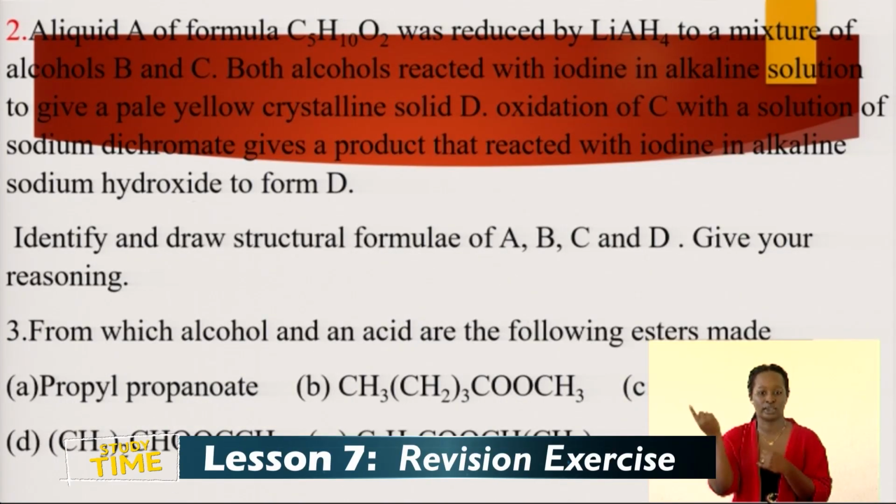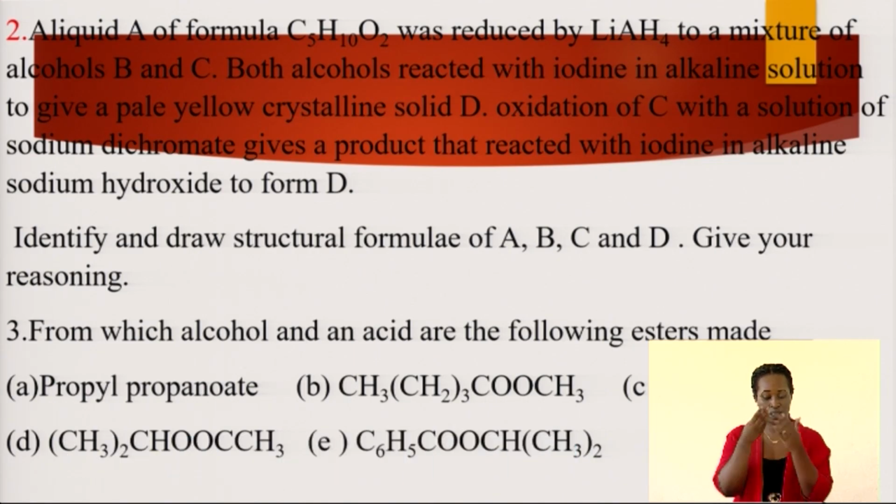Now, oxidation of C with a solution of sodium dichromate gives a product that reacted with iodine. Just take a look at that. So C was further oxidized, which means it is either a primary alcohol or a secondary alcohol, because tertiary alcohols are not oxidized. The oxidation with dichromate gives a product that still reacted with iodine. So the alcohol was oxidized to a carbonyl compound to form D once again.